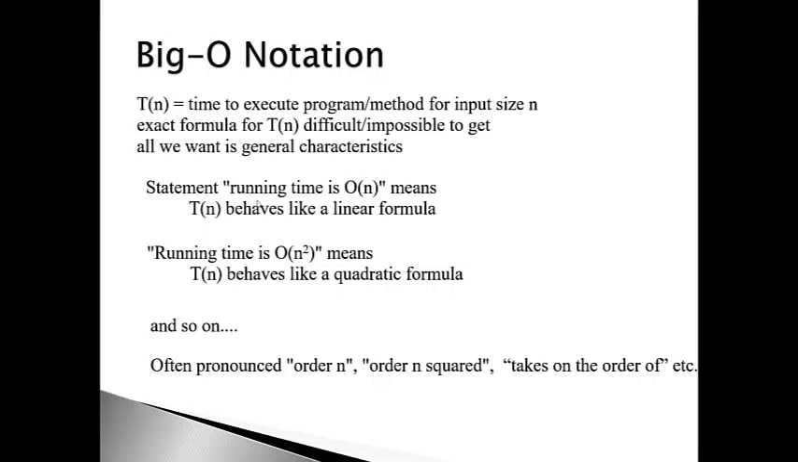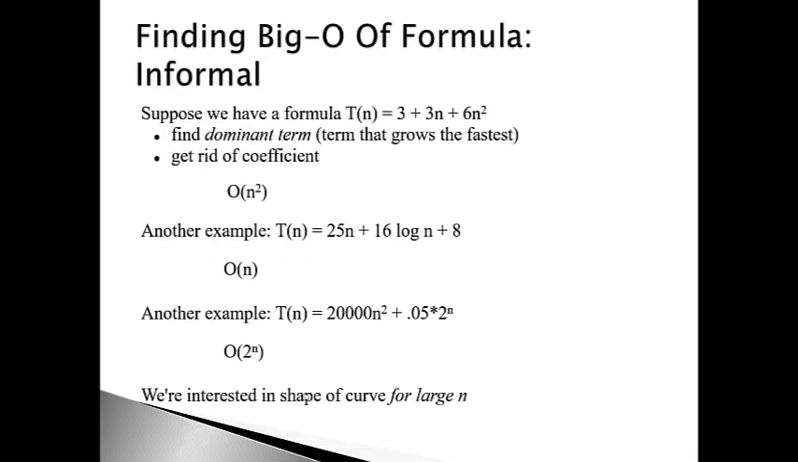So we usually say that the running time is order n. And what this means is that T(n), the time that an algorithm takes to run, behaves like a linear formula. The running time is order n squared means that T(n) behaves like a quadratic formula, and so on. You might hear me say this in a number of different ways: we say it's order n squared, or an algorithm takes on the order of n squared time. So this is what big O notation is.